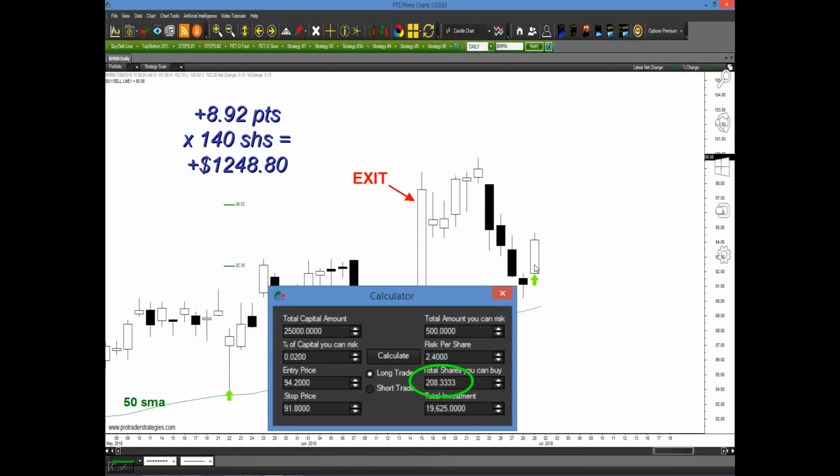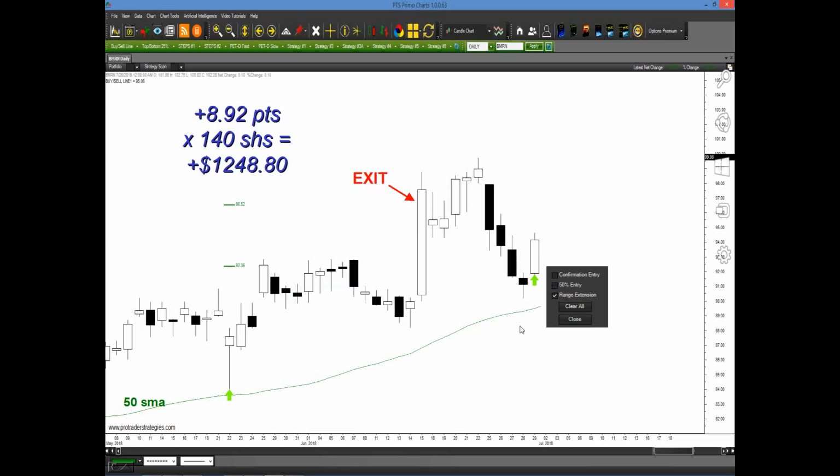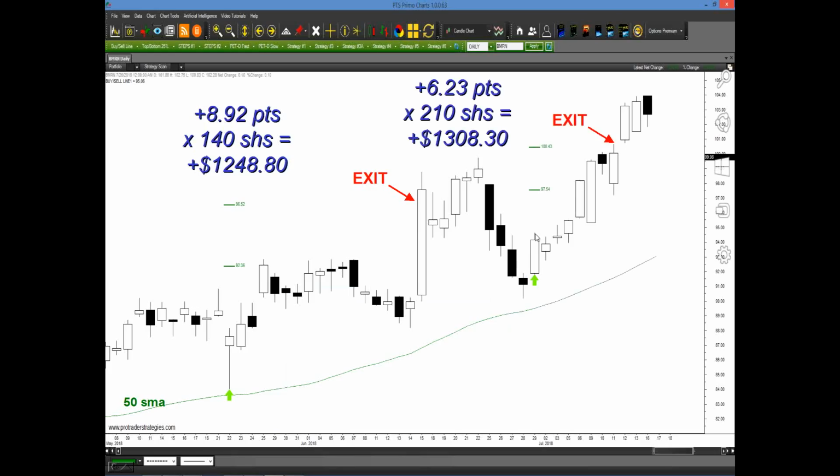Next thing we do is add our calculator. It tells us with 2% we can buy 208 shares. Okay, we're only using 19,500 out of our 25,000. So this looks pretty good. We can round it off to 210 if we want. We click on our range extensions so we can automatically know where we want to exit. Now once again, if you wanted to sell some shares here and sell some here, you can do that. We would suggest just using this as a point to raise your stop. And as you can see, in about a week, you would have exited with over 6 points, 210 shares, that's $1,300. So roughly you made about $2,500 using this technique just in a month or two.